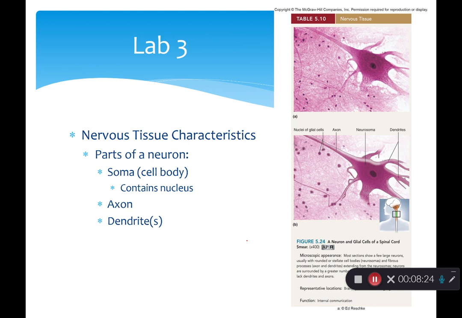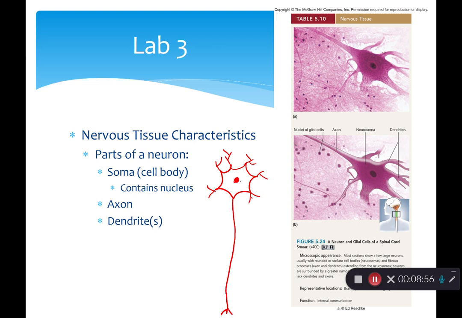So the parts of a neuron, I do want you to know, this is going to come in handy a little bit later on in this semester. A neuron kind of looks like this. There's a nucleus, there's an axon, and then there are dendrites that branch. Sometimes there's just one, but this is what a typical neuron looks like.